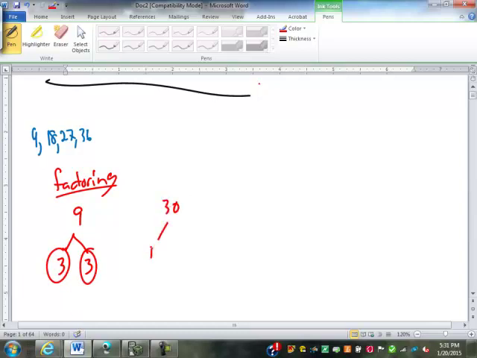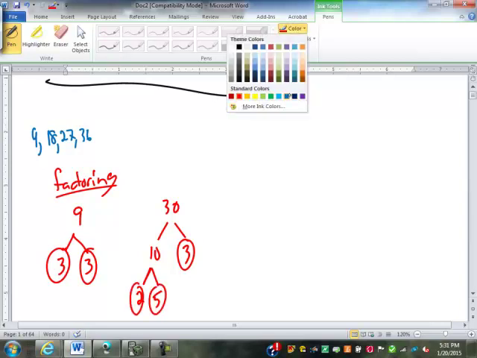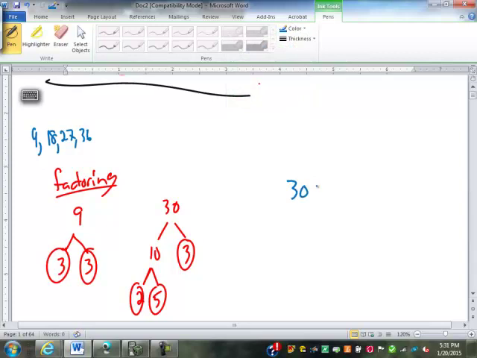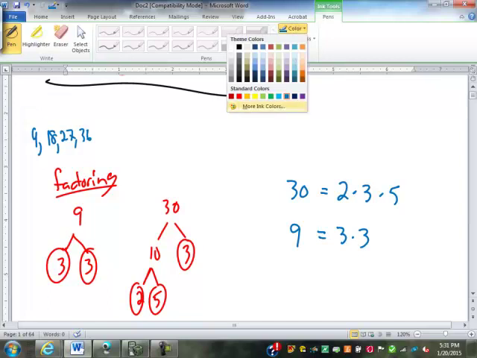30 can be divided by 10, which would leave us with 3. 3 is prime. It can't be divided any further. 10 can be divided up into 2 times 5. Those are prime. So if we're looking for a common denominator, 30 is equal to 2 times 3 times 5. I'm just putting them in order from smallest to largest. 9 is equal to 3 times 3.